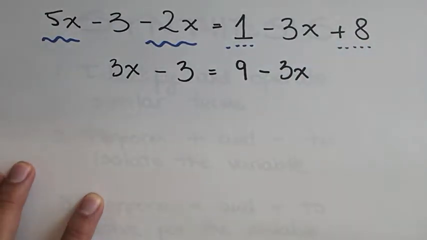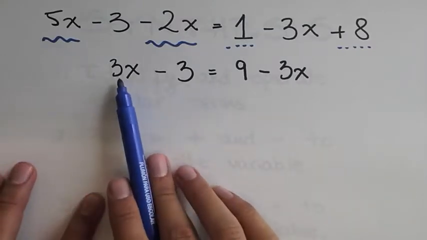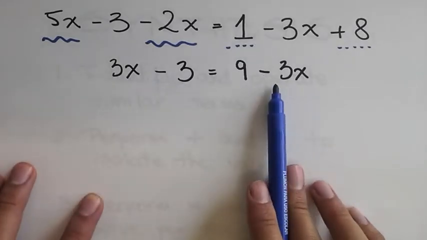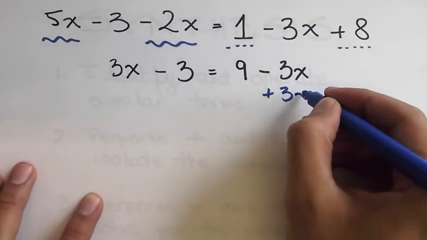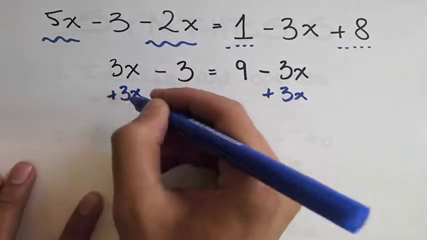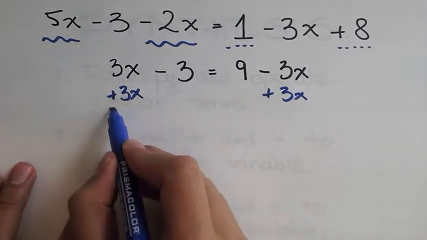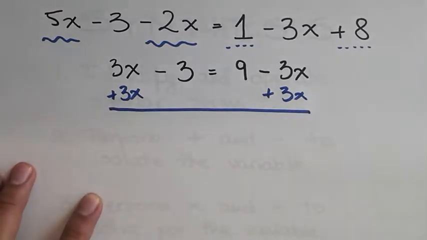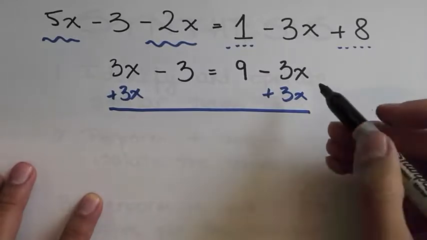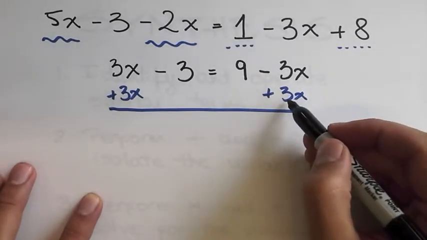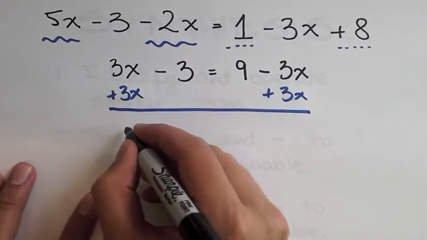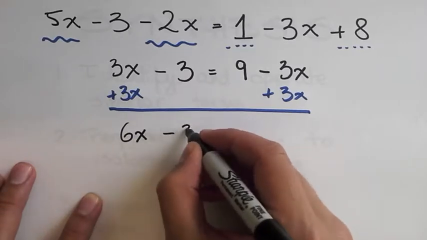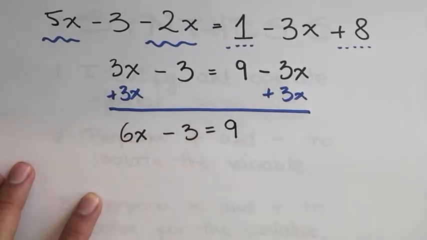Now, we want to group variables on one side and numbers on the other. So, if you want to join this 3x and this negative 3x on the same side of the equation, let's perform an addition on both sides by 3x. This is a property of equality, that if you perform the same operation on both sides, the equation won't change. This negative 3x with this positive 3x get cancelled out, while on the left side, 3x plus 3x gives you 6x. Minus 3 should be equal to 9.